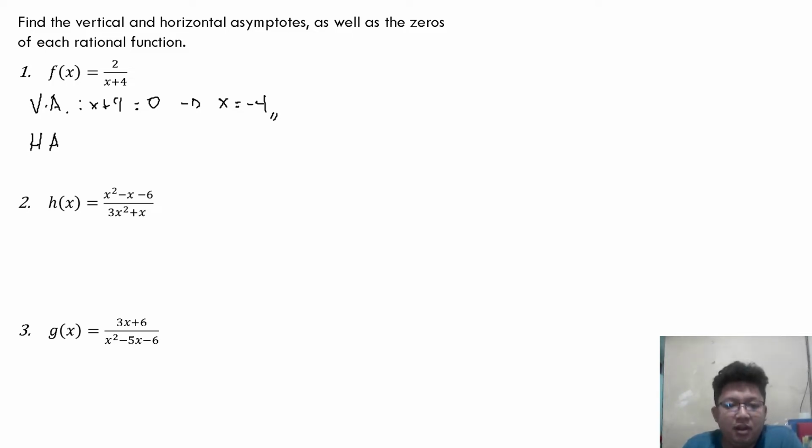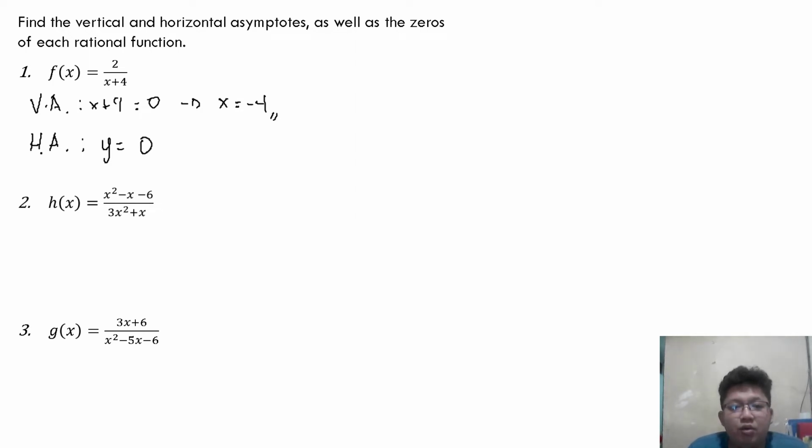Let's use our rule here. What do we see? We have a denominator with x, and its degree is bigger than the numerator, because there is no x in the numerator. So when that is the case, we have a rule: the horizontal asymptote is y equals what? y equals 0. Okay?